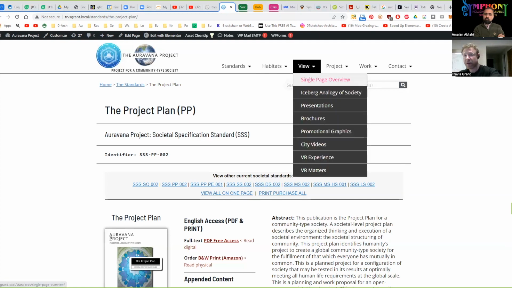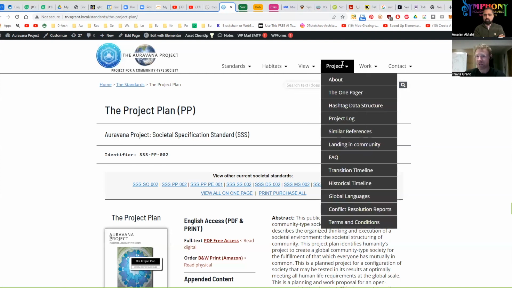Then view, we have a single page overview, iceberg analogy. We just have a bunch of different views. We also have a couple of VR experiences. I created a VR city. One of the goals to get people to understand this new way of living in the future is to give them a VR experience of one of these habitats operating and show all the flows of resources, all the life cycles, etc. Then we have the project itself.